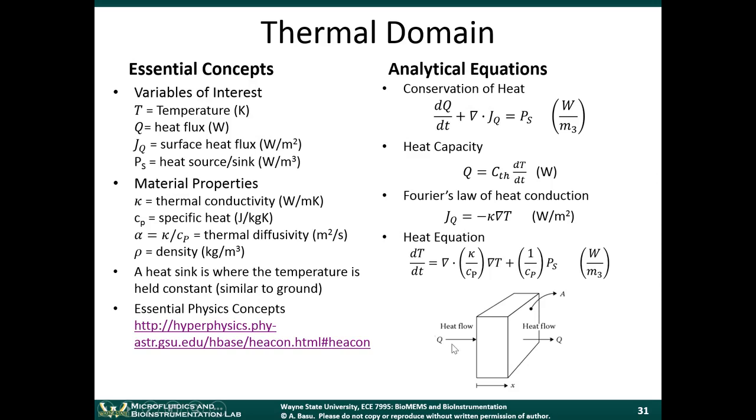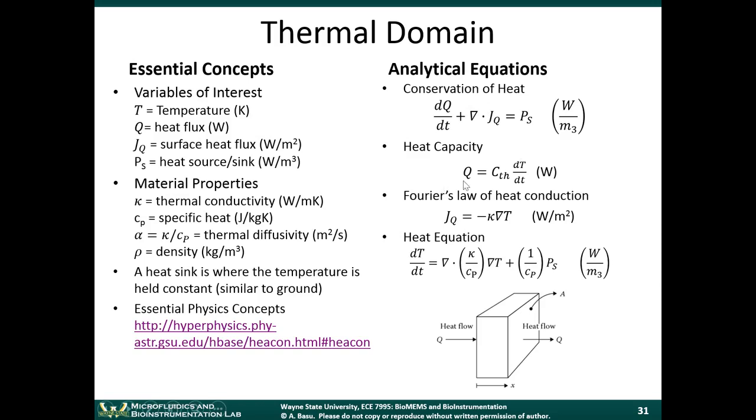Heat flowing from a hot temperature to a lower temperature, and that has a certain cross-sectional area. All right, the larger this cross-sectional area is, the more heat is going to flow between the two areas. The analytical equation in this case, we have the conservation of heat: dq/dt plus the gradient of the surface heat flux is equal to PS, which is if you have any heat sources in there. If you don't have any heat sources, then this part drops out and you're just left with these two terms. Okay, so these equations are similar and analogous to the relevant equations in the fluid and the electrical domain.